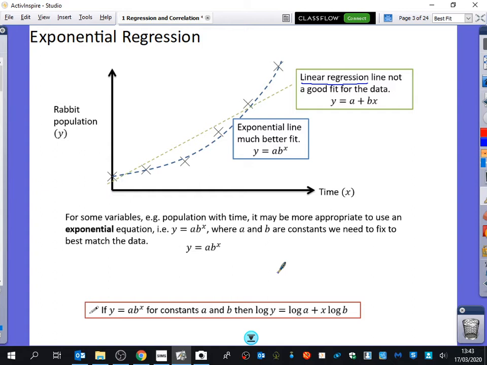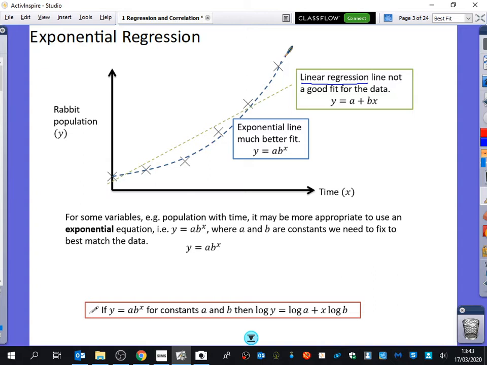So let's just actually talk about why we might do this. This graph that I've got here of these different crosses, this is the populations that I might have measured of a colony of rabbits, okay? You might at first think this cross, this cross, this cross, this cross, and this cross. You might actually draw that green line and be like, yeah, that's a pretty good line of best fit. But actually, if you change that line of best fit from a linear to an exponential line, you end up with something that goes a lot more closely to those points.